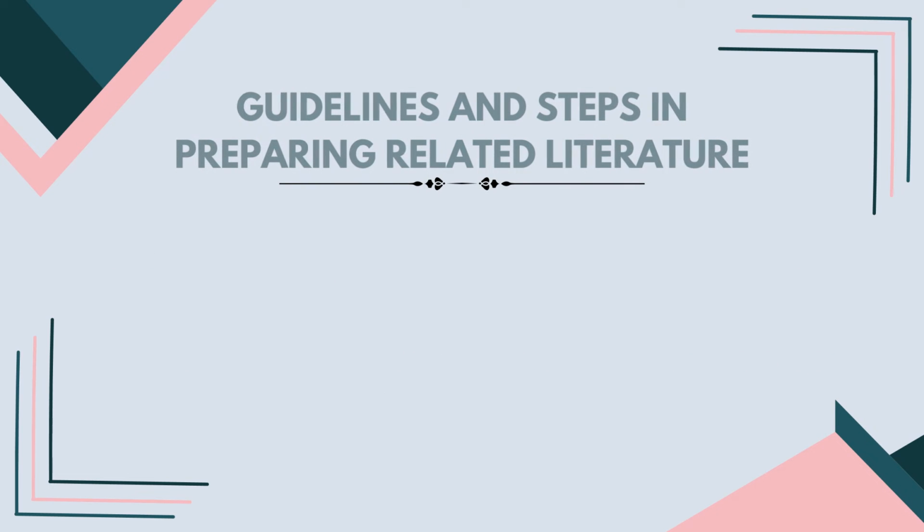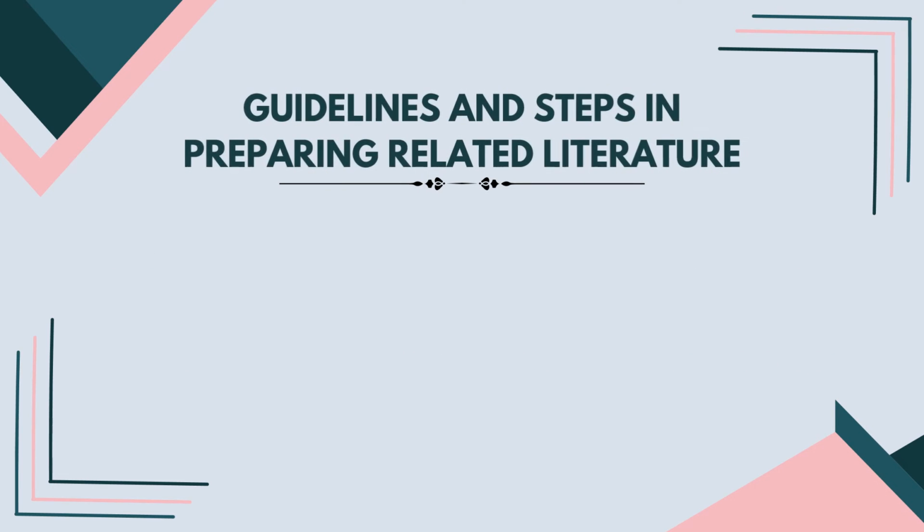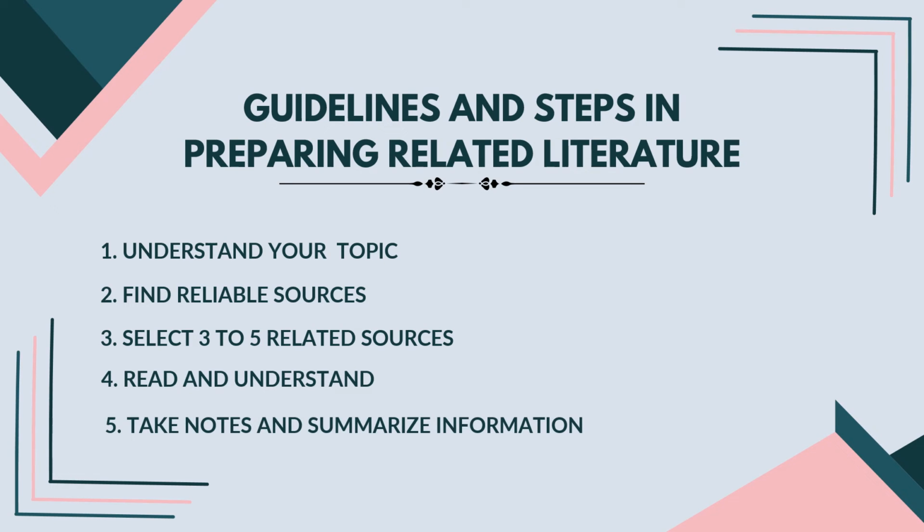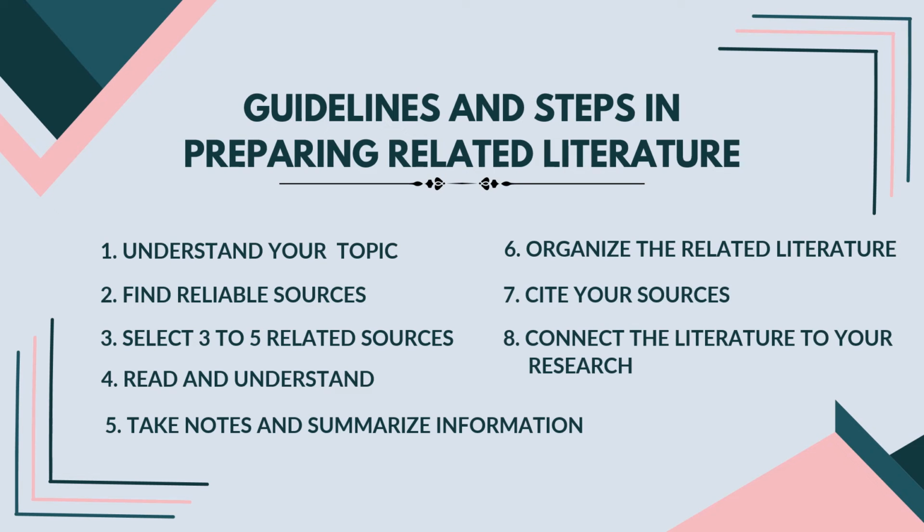The guidelines and steps in preparing related literature are: understand your topic, find reliable sources, select 3 to 5 related sources, read and understand, take notes and summarize information, organize the related literature, cite your sources, and connect the literature to your research.